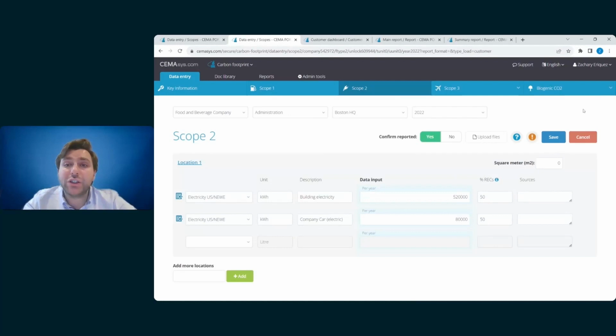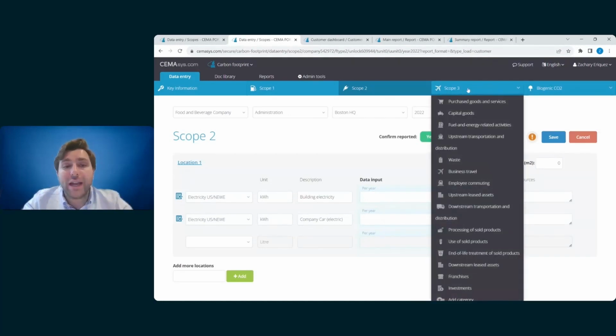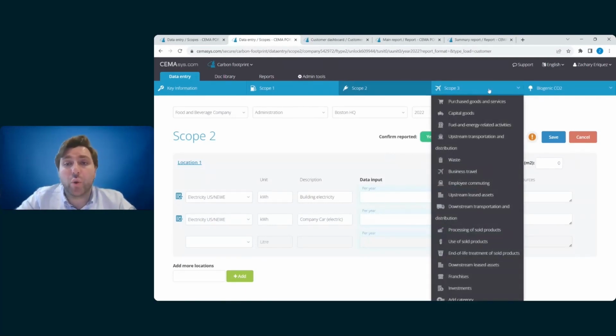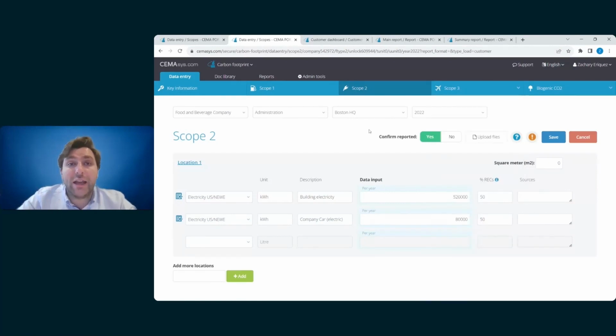And lastly, just to show you scope 3, the data entry page looks very similar to scope 1 and scope 2, but we do have it broken down by each individual of the 15 scope 3 categories that we spoke about earlier. This makes it easy access and easy input in very much the same way that scope 1 and 2 are entered. It makes things a very intuitive and simple process and allows you to organize your emission data in a streamlined way.